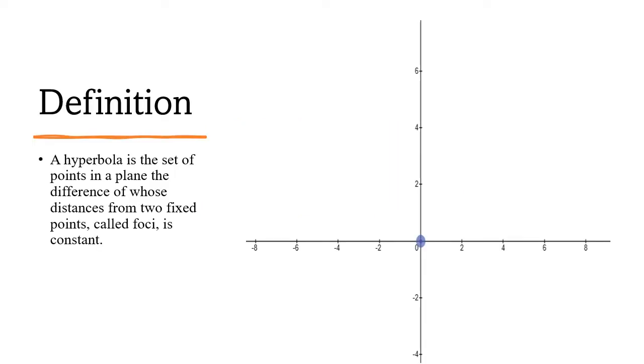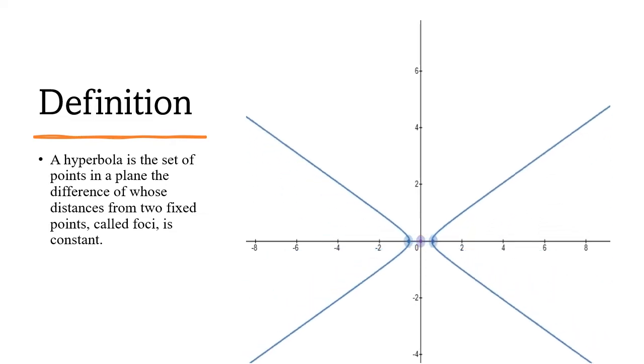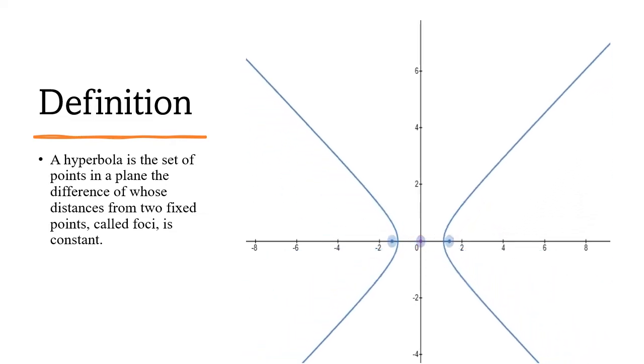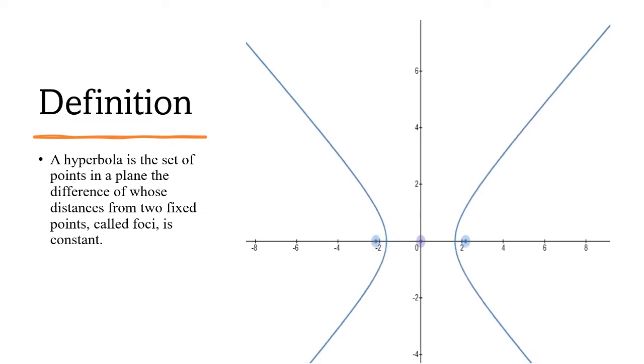So in this chapter, we're going to talk about a hyperbola. And first of all, let's define what we mean by a hyperbola. A hyperbola is a set of points in a plane, the difference of whose distances from two fixed points called foci is a constant.